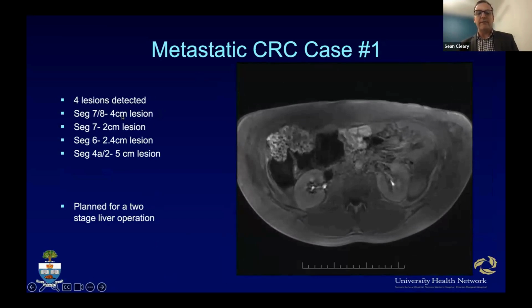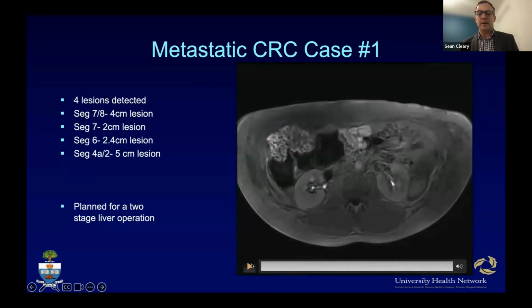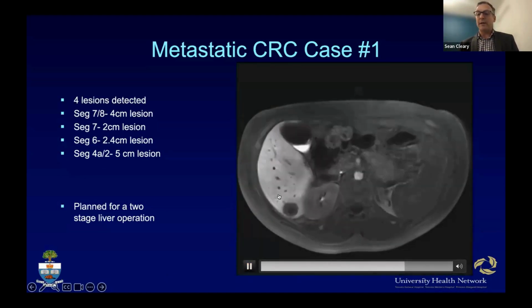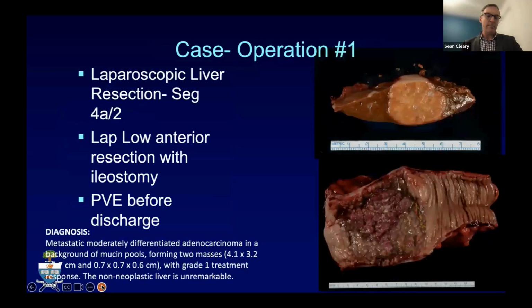We were able to identify lesions in segment 7, 8, which is the large lesion there, segment 7, segment 6, and then a particularly difficult lesion here in the middle of the left lobe. And while this might have been traditionally considered unresectable, we actually ended up being able to resect her using a 2-stage liver resection approach, where we clear the left-hand side of the liver in one operation, and then we remove the right-hand side of the liver in the second operation. That really allows us to tackle bilateral liver metastases in a much better way.